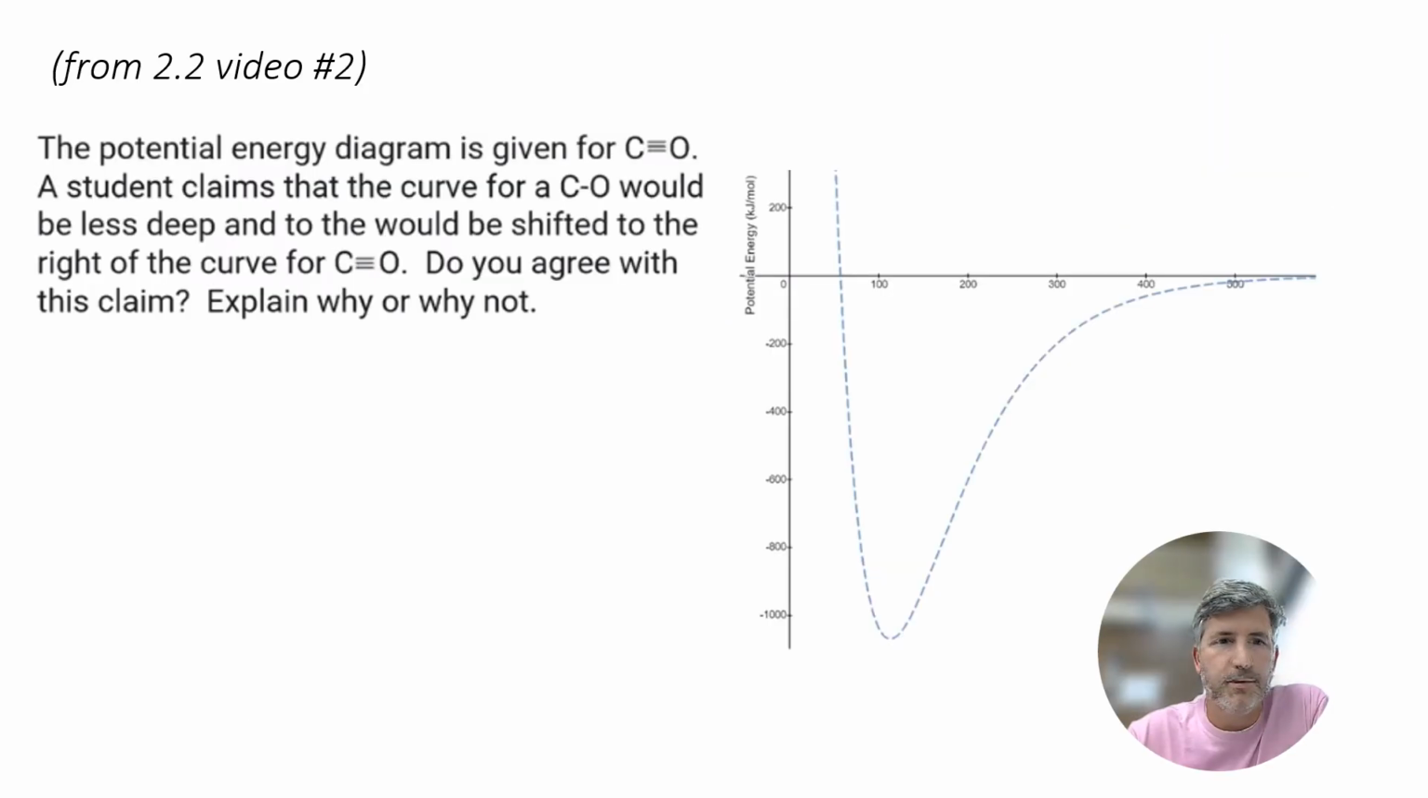Okay, so let's look at an example question that we took from video number 2 from section 2.2 in AP Classroom. This is a released item. The potential energy diagram given for a C triple bond O is what we see here. It says a student claims that the curve for a CO single bond would be less steep and would be shifted to the right compared to this curve. Do you agree with this claim? Why or why not? So think about those two things. Do you agree? And explain yourself, and just pause and think about that for a second.